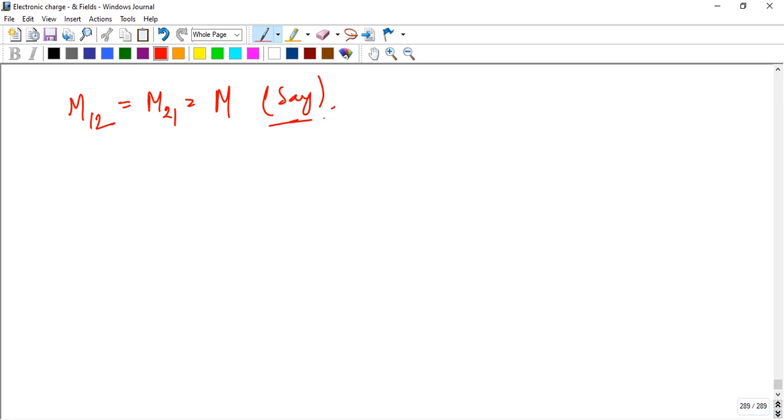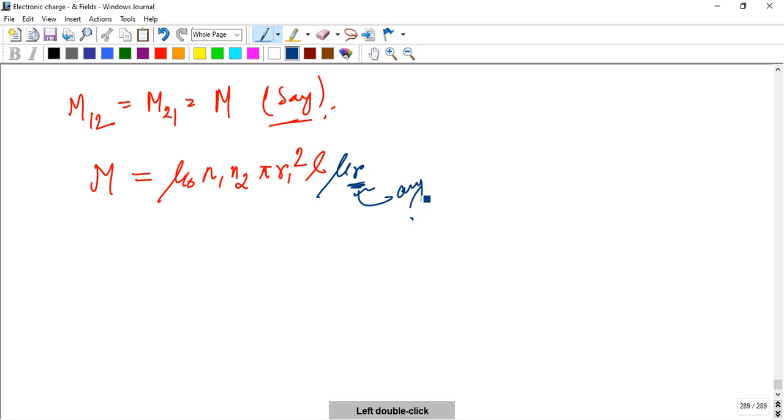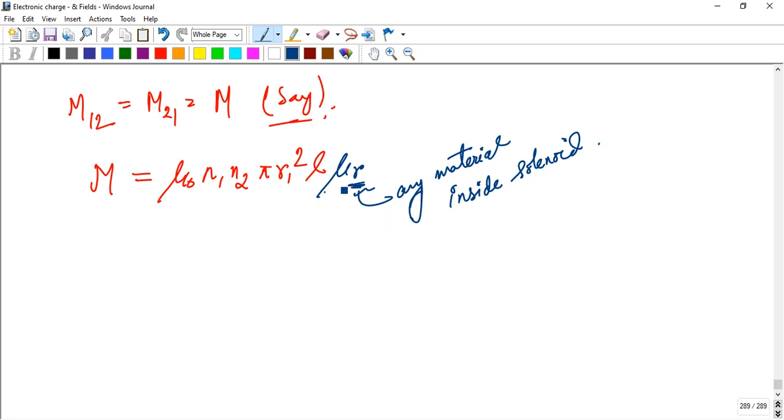Same. So finally we get M, the mutual inductance, equal to mu 0 N1 N2 pi R1 square times L. If there is any material inside the solenoid, then we include the relative magnetic permeability, mu R.